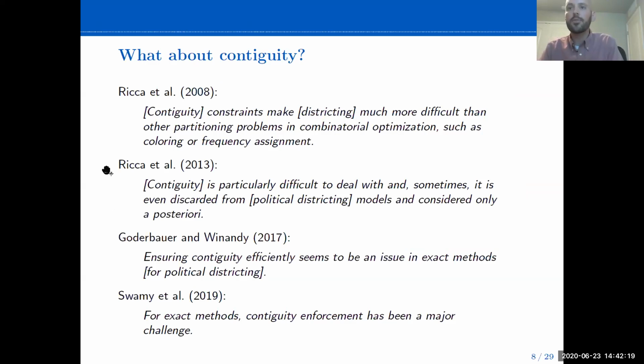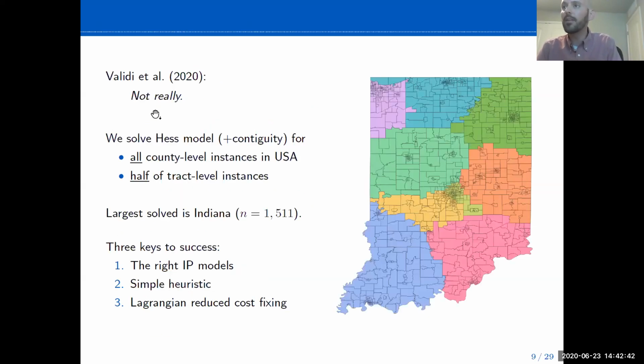And for many years, researchers have claimed that contiguity, these constraints really make districting a lot harder than other combinatorial optimization problems, even other partitioning style problems. And maybe the message from my talk today is that maybe contiguity is really not so bad. Maybe it's not the bottleneck.